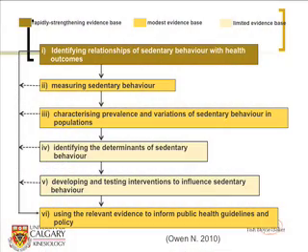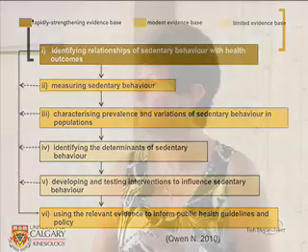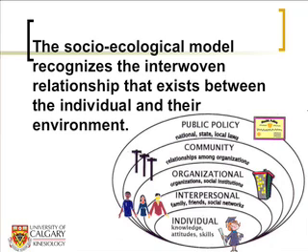So, if we quickly look at the last little bit here in terms of evidence related to sedentary behavior. Identifying relationships of sedentary behavior with health outcomes, there's a lot of information coming towards that. Measuring sedentary behavior, not so much, and then looking at identifying the determinants, and then using the relevant evidence to form public policy. So we have a long ways to go to really put all of this together. Socioeconomic model is the key, the individual, interpersonal, organization, community, and public policy. We all have to work together.